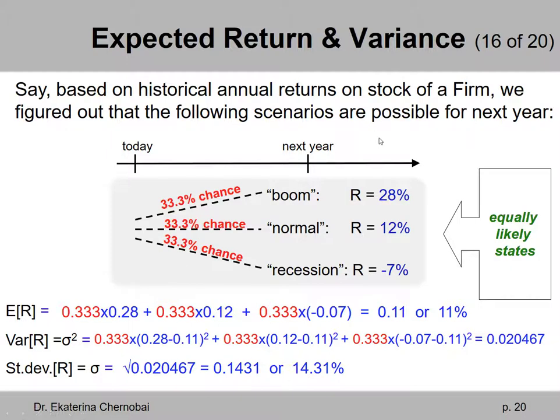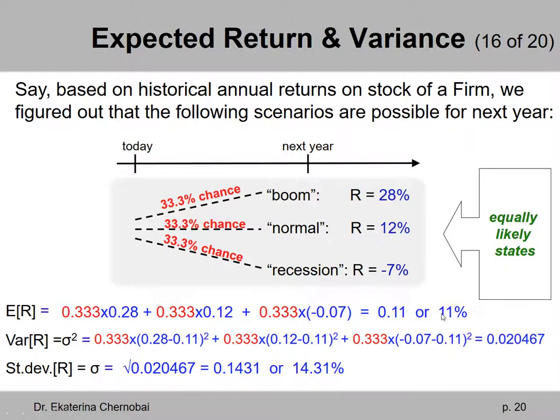How can we summarize what we know about this company stock? We can say that if we buy this stock today, then you can say that you expect to make an 11% return every year. It's like saying that on average, your money will be growing by 11% in the future, every year. But you will never actually get 11%, right? Because what you will actually be getting is one of these three given returns, 28% or 12% or minus 7%.